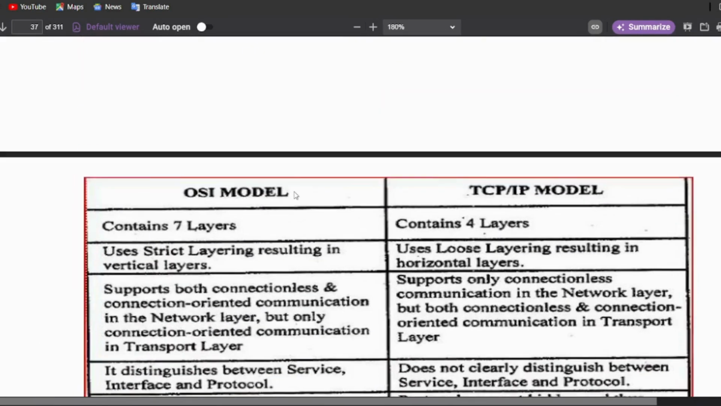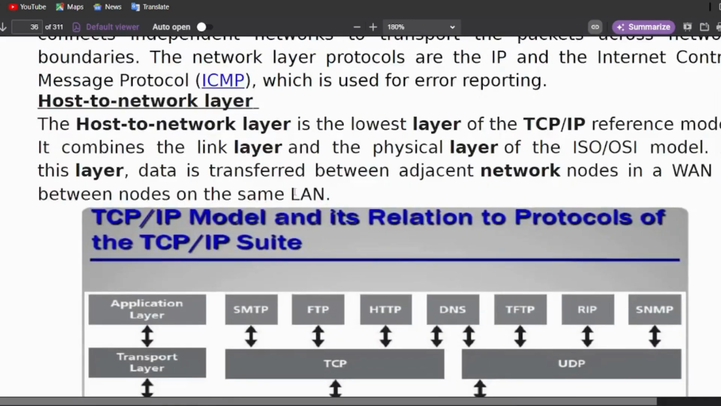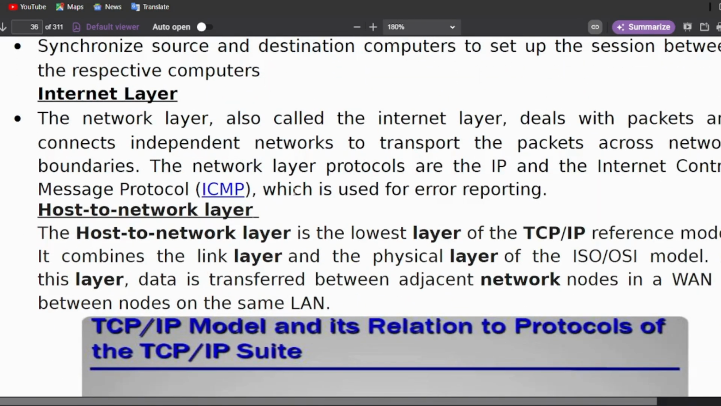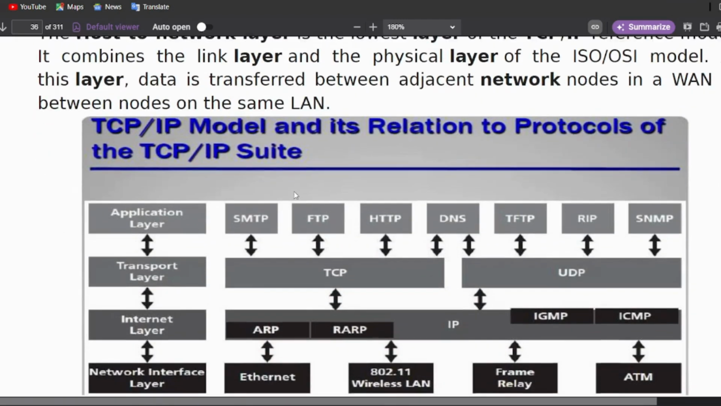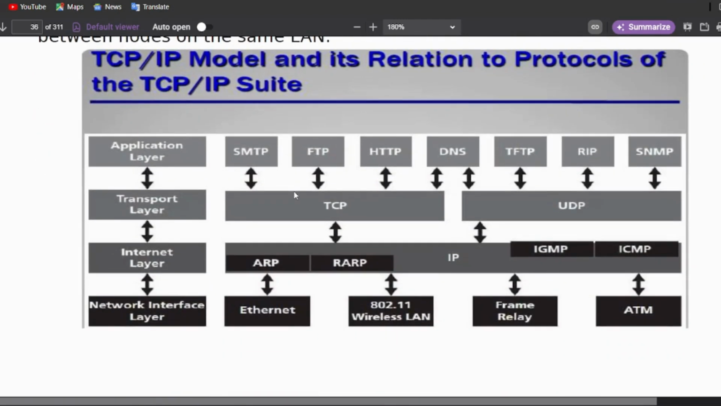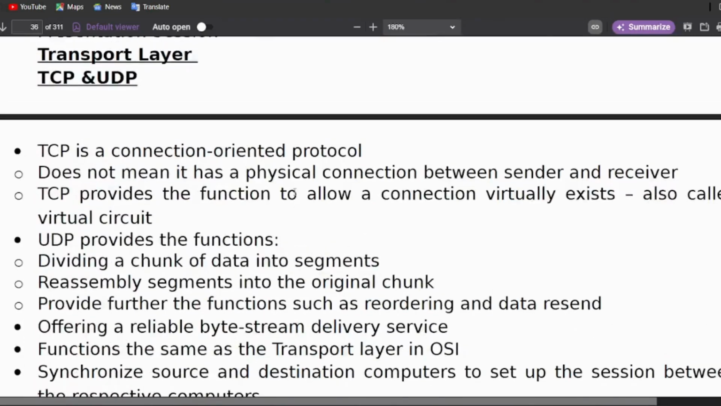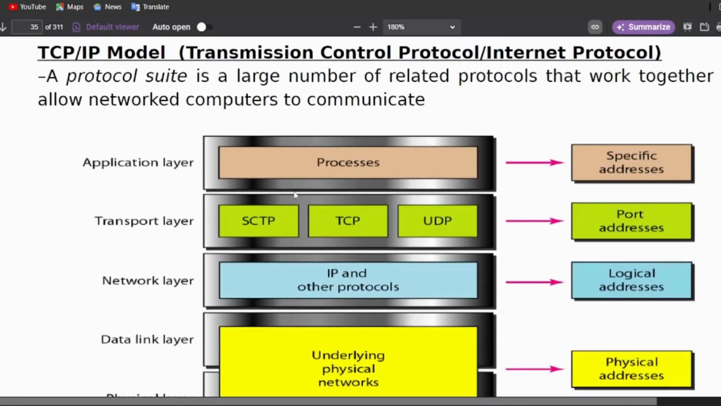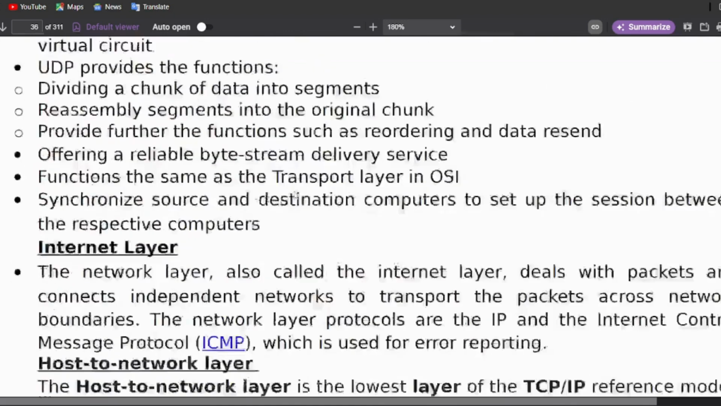So we learned the OSI model and the TCP/IP model. Here is the internet layer, which is the host to network layer. We learned the application, transport, internet, and network layers. Here we learned the TCP/IP model and what exactly we have in it.